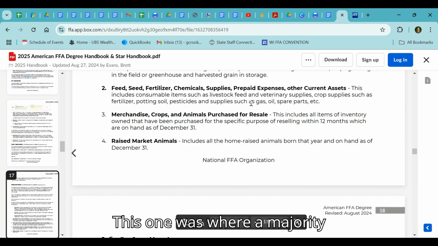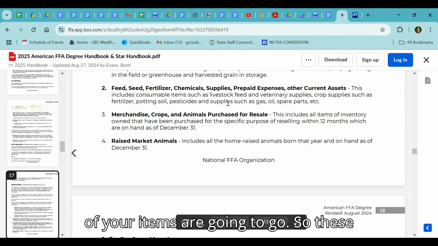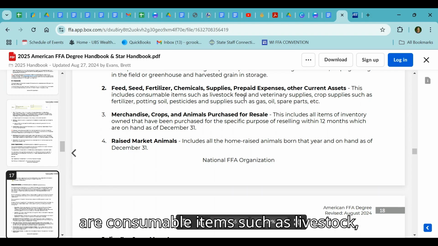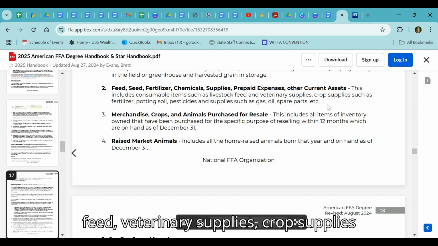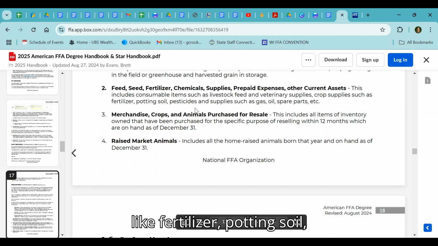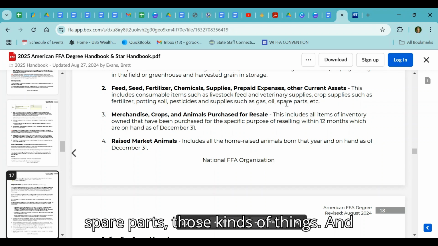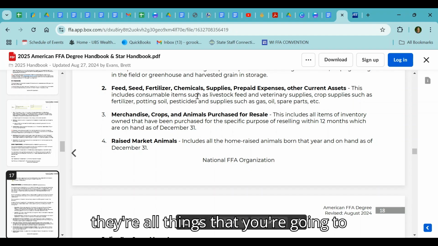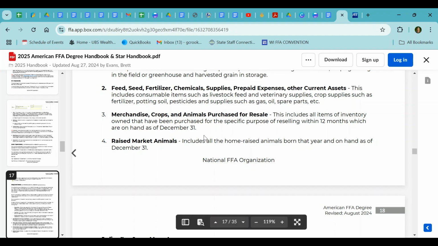This one is where a majority of your items are going to go. So these are consumable items such as livestock feed, veterinary supplies, crop supplies like fertilizer, potting soil, pesticides, gas, oil, spare parts, those kinds of things. And they're all things that you're going to use up within the next year.